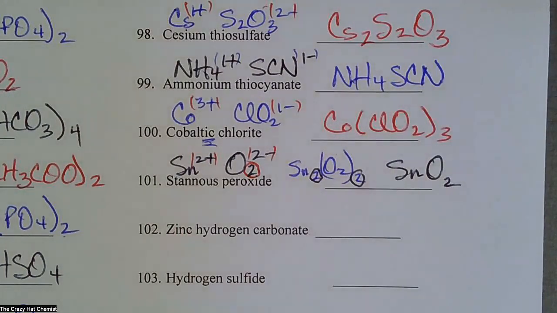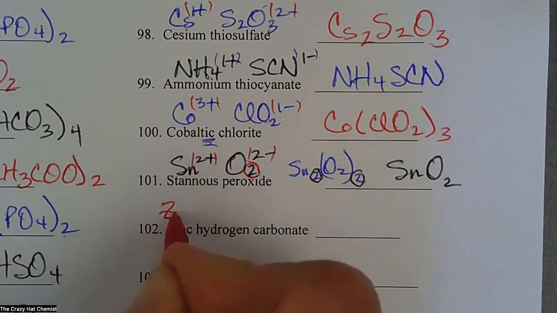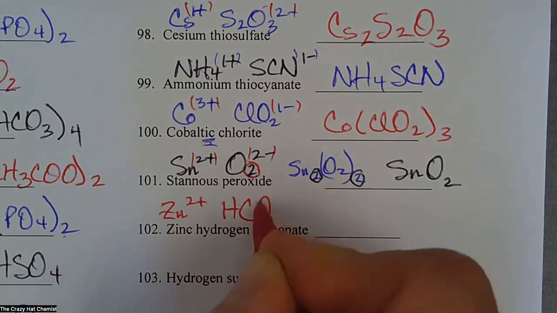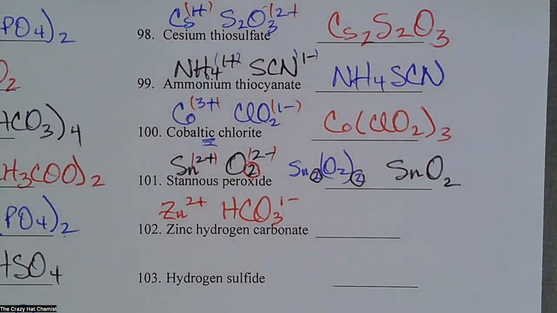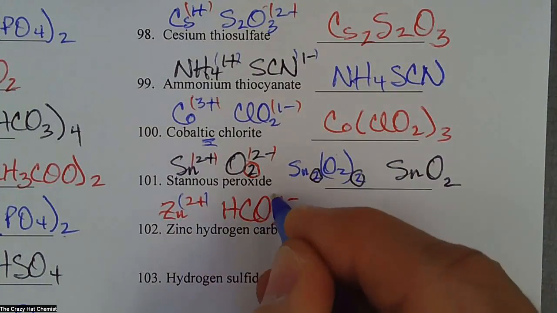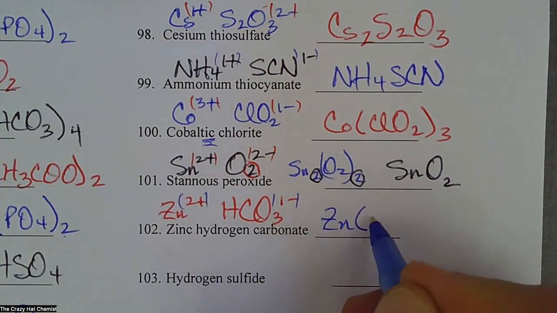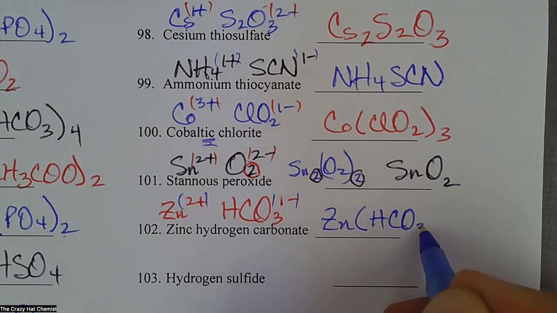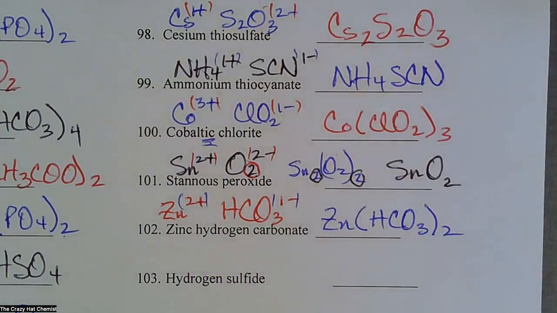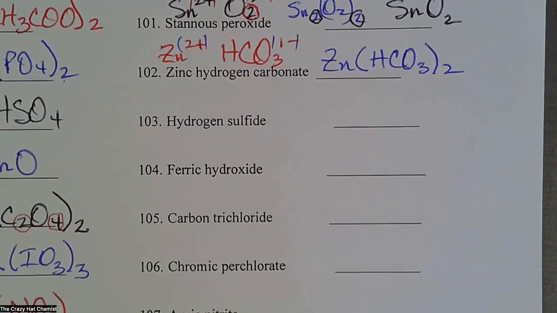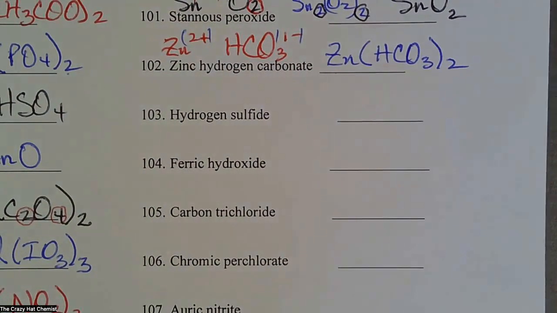Next one is zinc hydrogen carbonate. That's zinc. That zinc is a 2 plus. Hydrogen and carbonate, and that is like that. I have an absolute value of these. Flip the numbers, bring them down. Zn(HCO3)2. All right, scrolling this on up here. Hopefully you're hanging on here. I'm trying to move fast, but yet steady so that you understand what's going on at the same time.